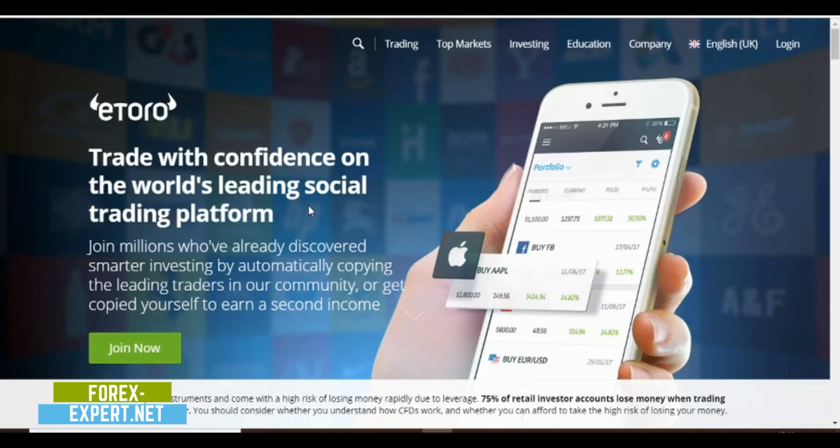I don't use it for day trading because of their higher spreads compared to other brokers. But if you have like $1,000, $2,000, $3,000 and you want to start investing, it's a very smart way to start with trading. So for today that's everything.